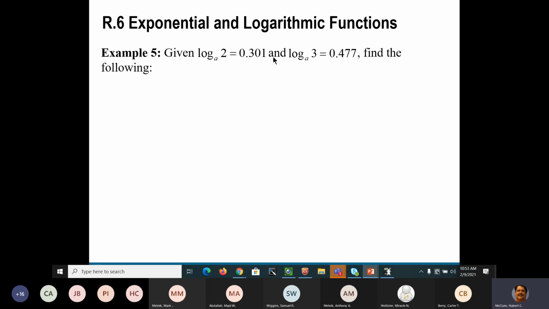You could have an algebraic equation right here. Log base A of 6. Okay, well, how do you get 6 from 2 and 3? That means I want y'all to interact with me. You multiply them. So I'm going to do log base A of 2 times 3, which is equal to log of A plus the log of B, which is equal to 0.301 plus 0.477, which is equal to 0.778.